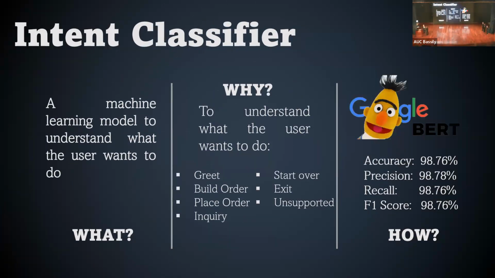Now let's talk about the first model in our system, the intent classifier. This model basically tries to understand what the user wants, the intention or the intent of the user. Our model has learned 7 different intents, such as build order and inquiry. Let's say that the user says, I want to order a cheeseburger and fries. The model then understands that as the user wants to build an order. So how did we do that exactly? Originally, we used a pre-trained BERT model. However, it did not satisfy our task, so we trained it ourselves with our own data.